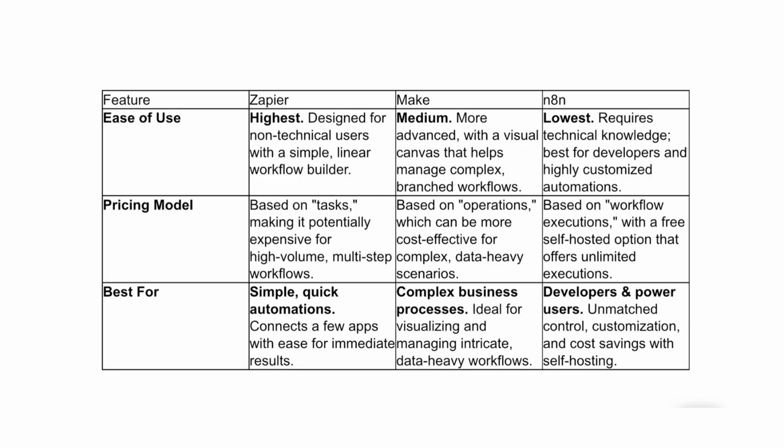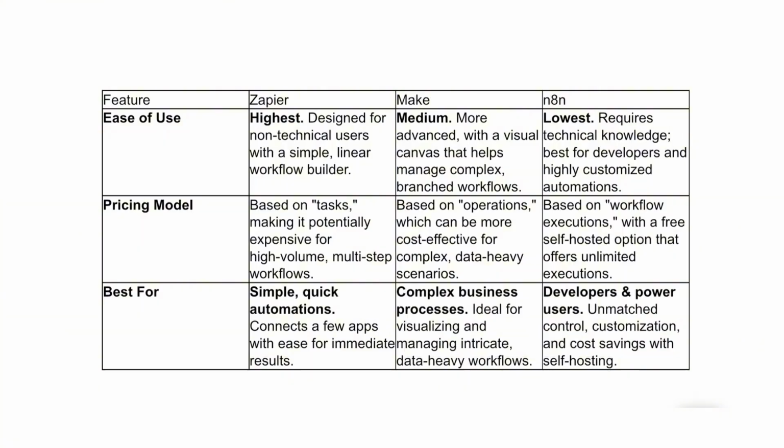For the picture of ease of use, Zapier has the highest design for non-technical users with a simple and linear workflow builder. For Make, it is medium or more advanced, and n8n is lowest, which means it requires technical knowledge.